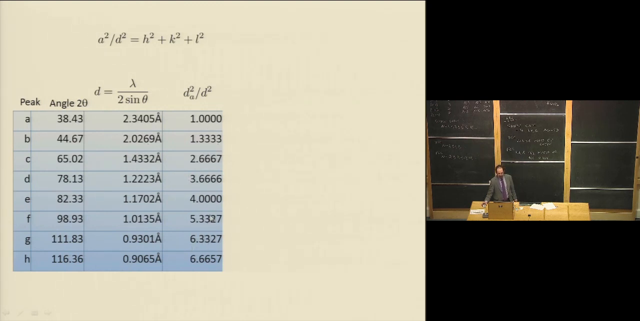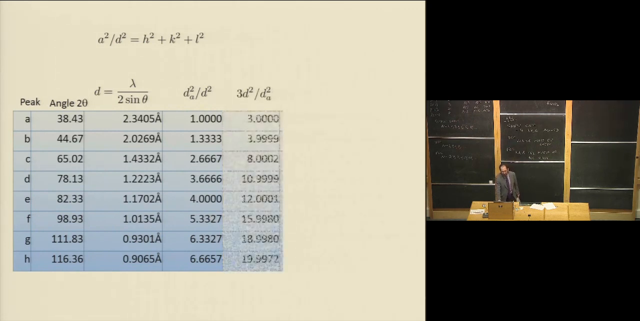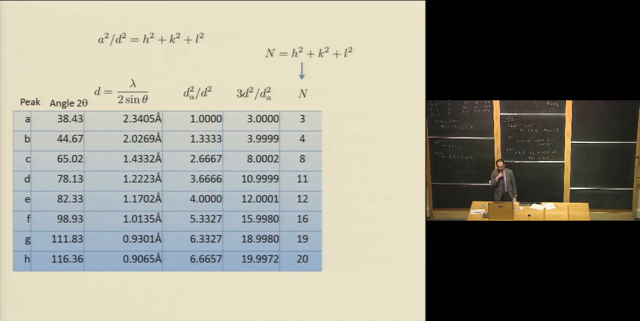We get this in this table here. Those aren't integers, but they're pretty close to integers. If you multiply them by 3, you get a set of things that are really, really close to integers. And you'll see that that pattern is really 3, 4, 8, 11, 12, 16, 19, 20, which is the FCC series: 3, 4, 8, 11, 12, 16, 19, 20. So we've concluded from this that the aluminum scattering pattern we found corresponds to an FCC lattice.